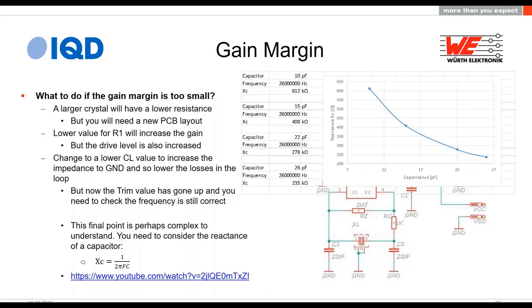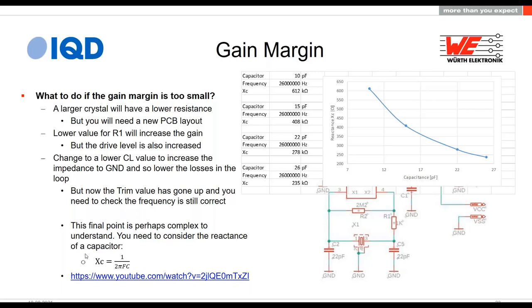Now, the final point there, talking about how using lower capacitors gives you less losses in that loop. I'll be honest with you, when I first came across that a few years ago, I found that a little bit of a difficult concept to understand. So let me try and explain that in a bit more detail. The capacitors here are a leakage to ground. This is an RF circuit. It's running at around 26 megahertz.